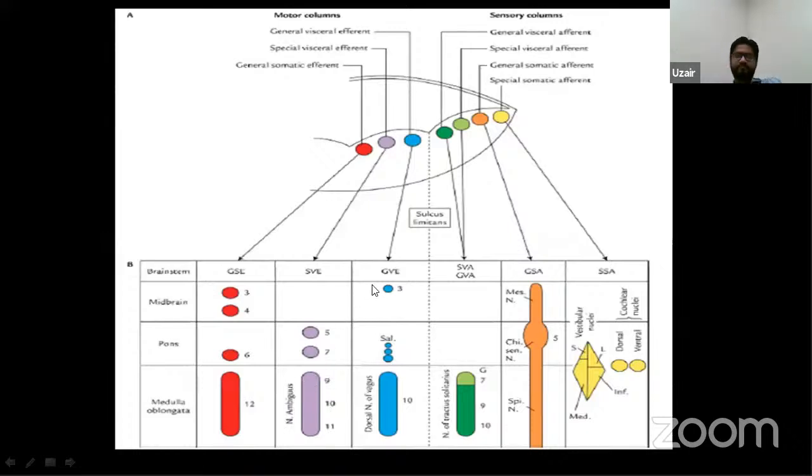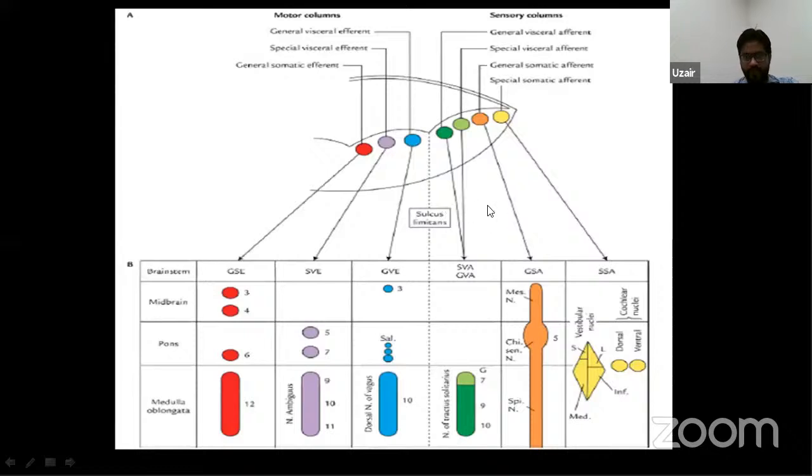Then we have general visceral efferent, that is the oculomotor nucleus responsible for the pupillary reflex. Then we have the salivatory nucleus, and then we have the dorsal nucleus of the vagus that is responsible for the parasympathetic outflow to the neck, thorax, and the abdominal viscera.